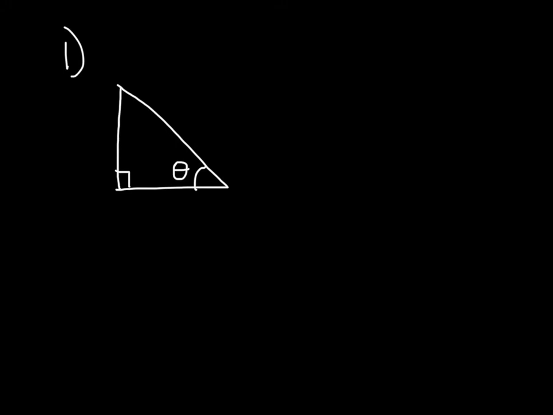I forget the numbers that are labeled in number 1, but you need to label from theta the opposite side, the adjacent side, and the hypotenuse. Once you do those, you're ready to set up your sine, cosine, and tangent ratios. So for sine theta, you just need to put the opposite side on top of the hypotenuse and then reduce.